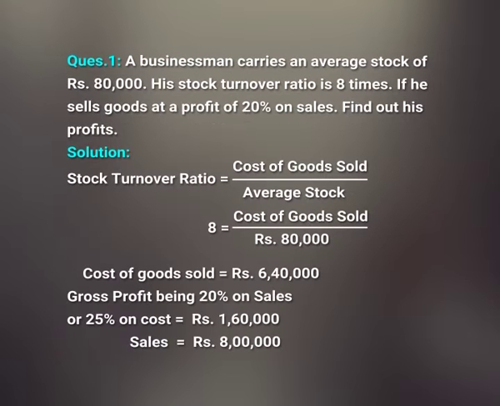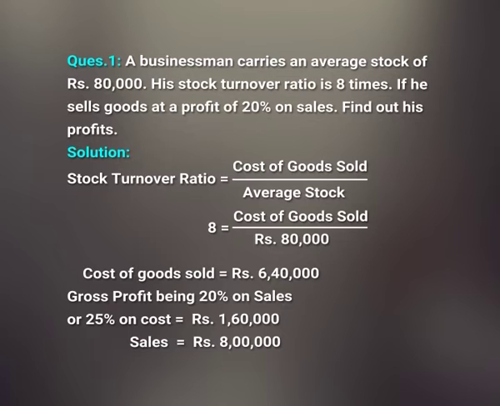We will see one question on this. A businessman carries an average stock of rupees 80,000. His stock turnover ratio is 8 times. If he sells goods at a profit of 20% on sales, find out his profits. Now, we will see the solution to this question.